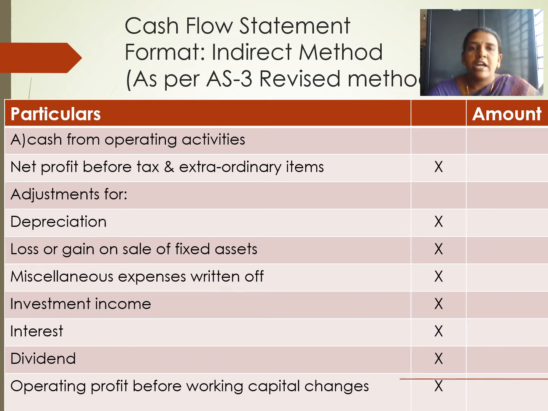Then next one is a cash flow statement under indirect method as per AS3 revised method. Here also we have to make 3 columns and we have to divide all the activities into 3 parts. First one is cash from operating activities, cash from investing activity, and cash from financing activity. First we have to take cash from operating activity. In that, first we have to maintain net profit before tax and extraordinary items.